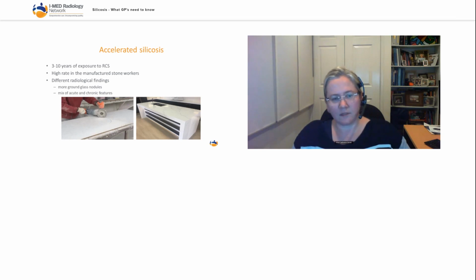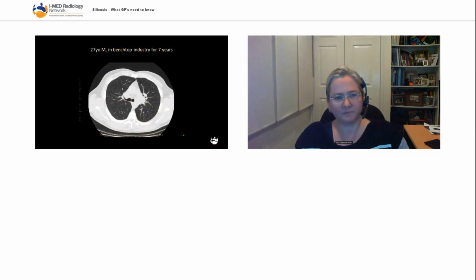But you can see the images here. We've got a worker using a saw to cut out what's probably a sink in the benchtop. If there's no water running over the top of that drill, then we end up with a lot of dust in the air. Because these workers are exposed to such high levels of dust, we end up with a mix of both the acute findings from acute silicosis as well as the more chronic findings. And so we're starting to get younger and younger patients presenting.